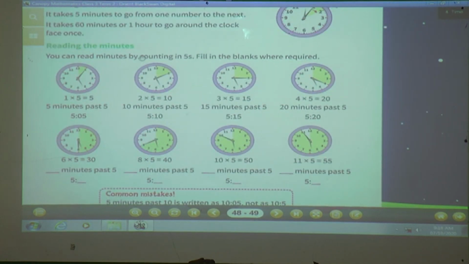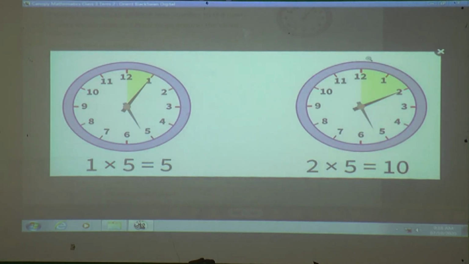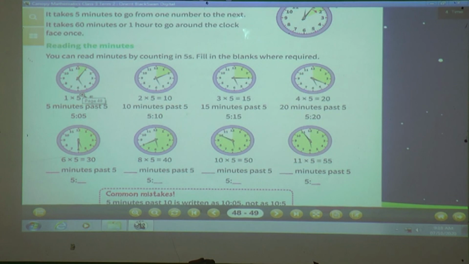Now we'll see the next: how to read the minutes. You can read minutes by counting in fives. Fill in the blanks where required. Now we will see each and every clock one by one. See here.